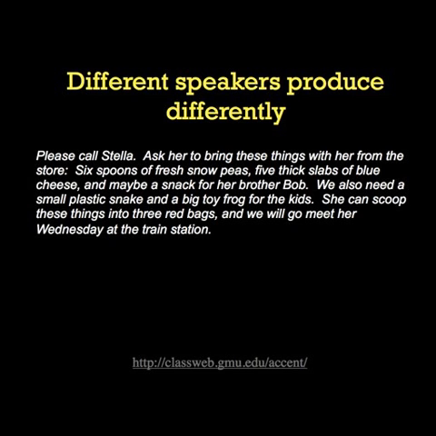Stella. How about her? Ask her to bring these things with her from the store. 6 spoons of fresh snow peas, 5 thick slabs of blue cheese, and maybe a snack for her brother Bob. We also need a small plastic snake and a big toy frog for the kids. She can scoop these things into 3 red bags, and we will go meet her Wednesday at the train station."